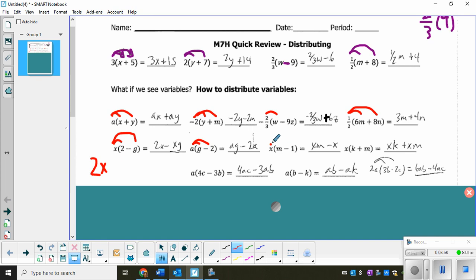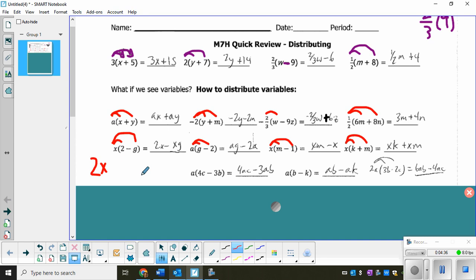All right, next example, x times m is xm. And then x times -1, anything times 1 is still itself. So notice that instead of putting a minus 1x, I'm just letting it be itself. X times 1 is just x. And because there was a minus sign here, that's why I keep the minus sign in the answer. And for the last one in this row, we've got x times k, and then x times m. So that becomes xk plus xm. So earlier in the year, we had done it with just numbers on the outside, and now we're learning that we can also potentially distribute letters as well, the variables.